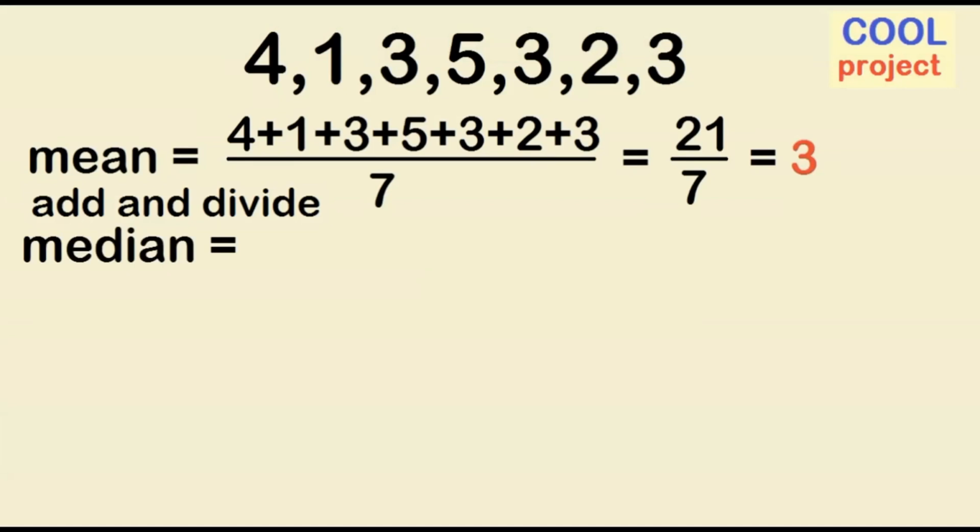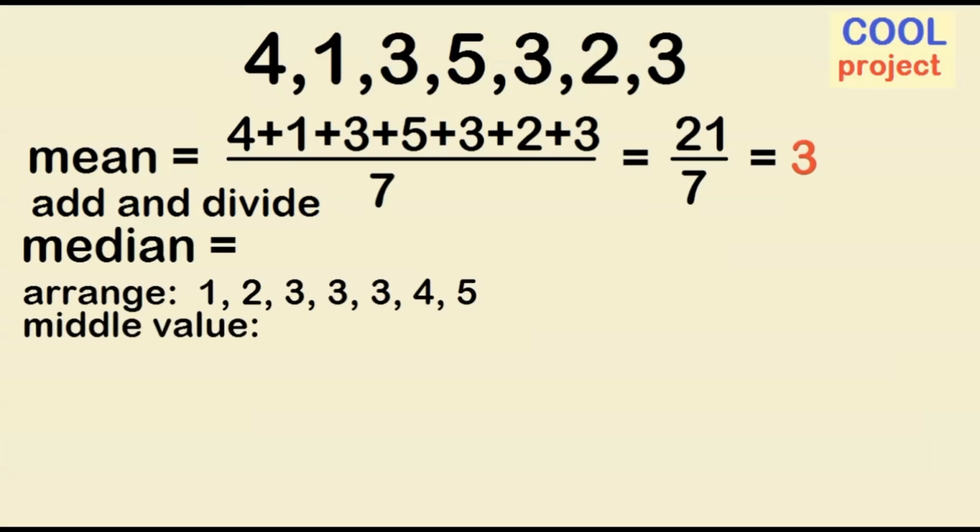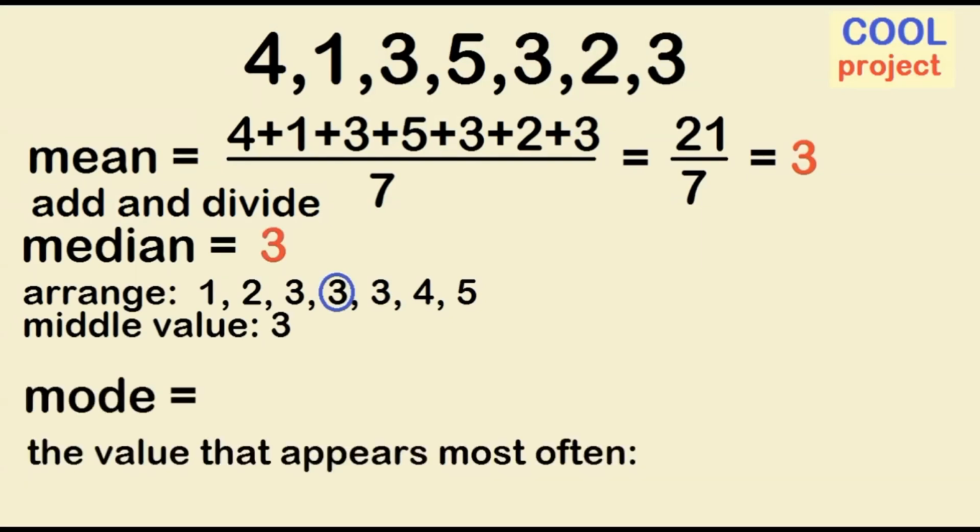in finding the median. First, you have to arrange in ascending or descending order. In ascending order, we have 1, 2, 3, 3, 3, 4, 5. The middle value is 3, meaning our median is 3. Mode is the value that appears most often. 3 appears 3 times, so the mode is 3.